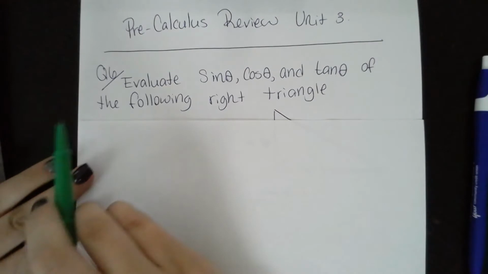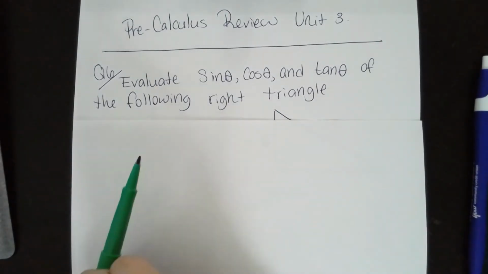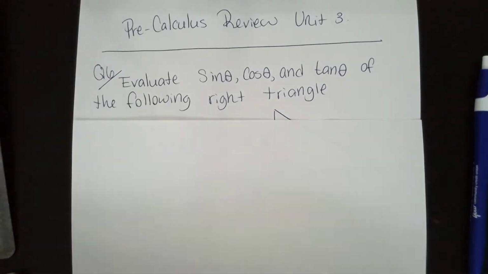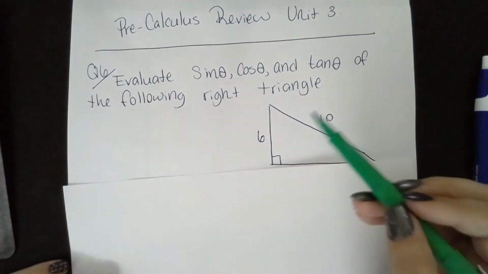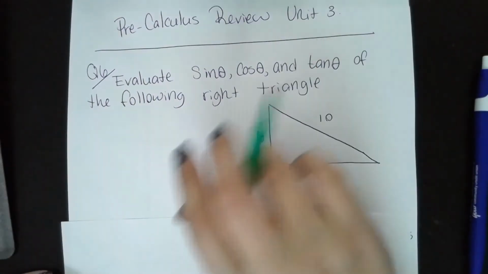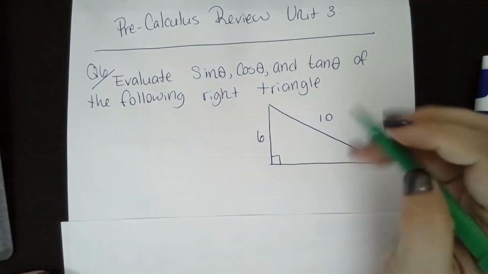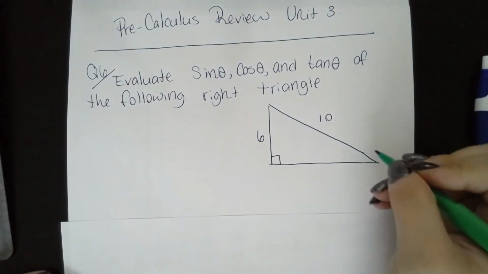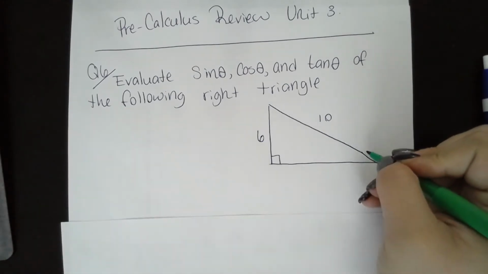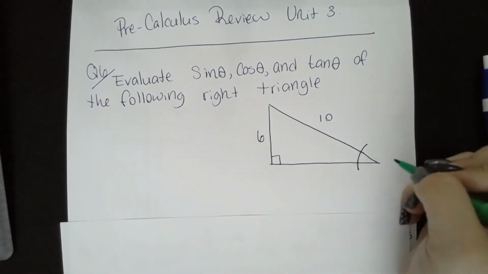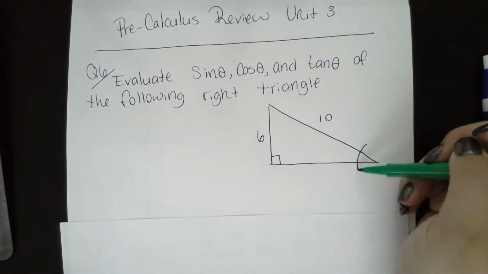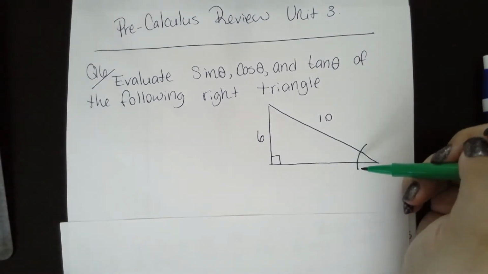So first off, question 6 says to evaluate sine theta, cosine theta, and tangent theta of the following right triangle. Right triangle is here, 6, 10. Now, before we go off into what is sine theta, cosine theta, and tangent theta, there is something missing slightly from your review here that will be on your exam, and that would be where theta is. It doesn't have to be in this corner, it could be this corner here, but I'm going to say make it this corner. I believe that's the way it's marked on your exam.